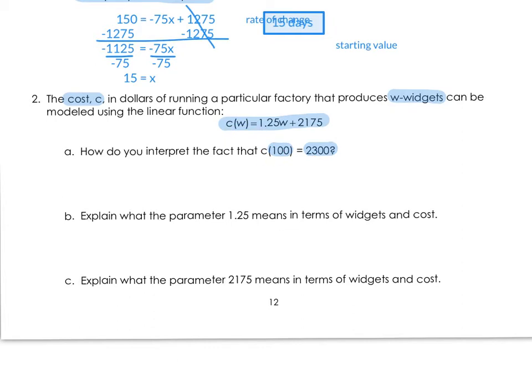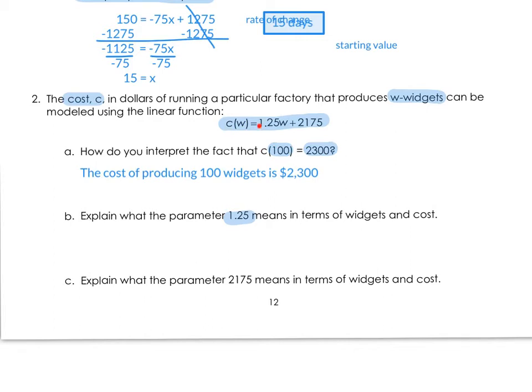That means that the 100 stands for the number of widgets, since it's in place of W. This is the C of W, so that's the cost in dollars for making that many widgets. So the cost of producing 100 widgets is $2,300. The next part says, explain what the parameter 1 and 2500ths means in terms of widgets and the cost.